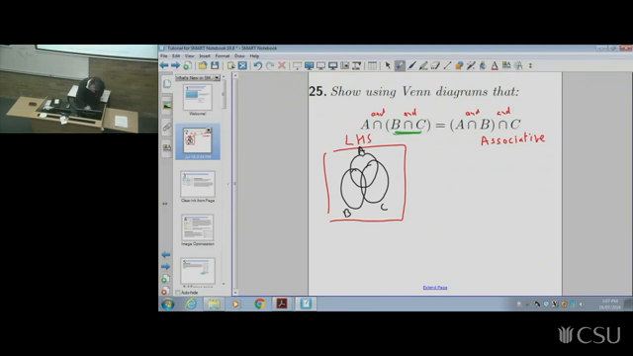So the AND bit, as you're trying to say, is going to be the overlap between sets B and C. So that part down the bottom, it's green. That's B and C.